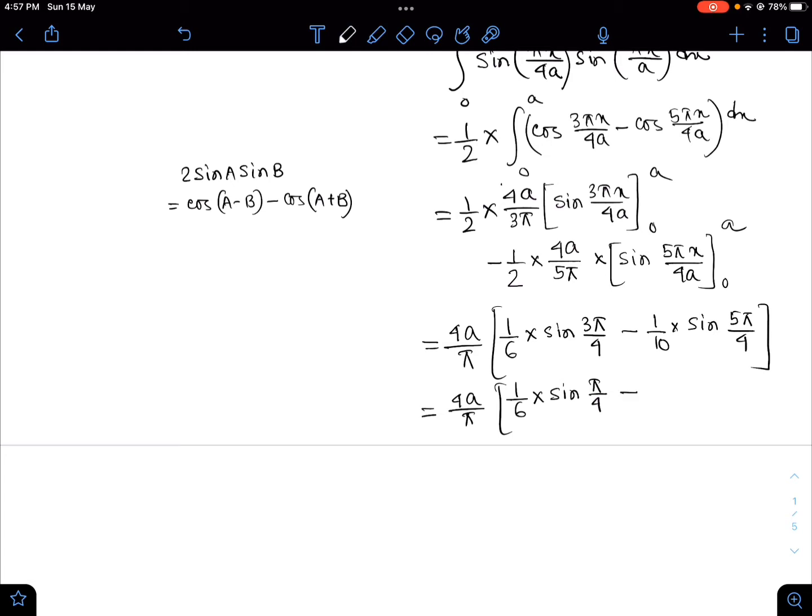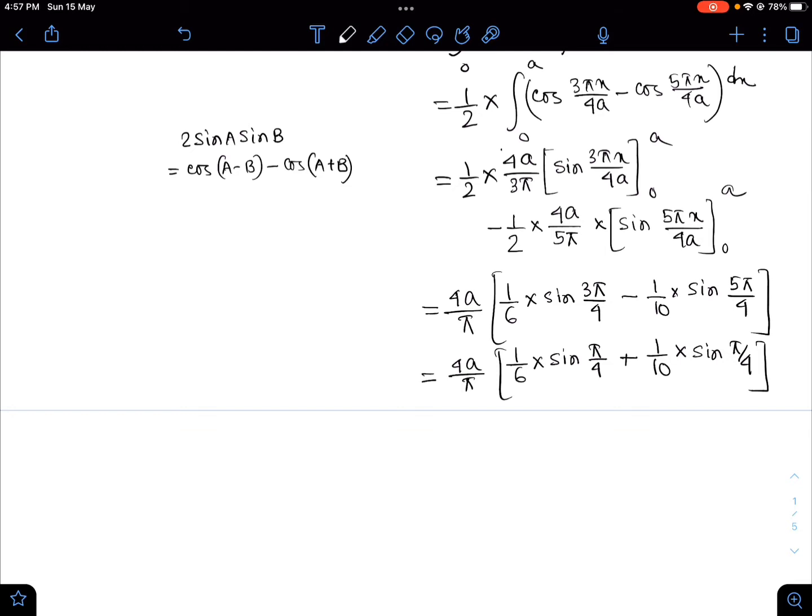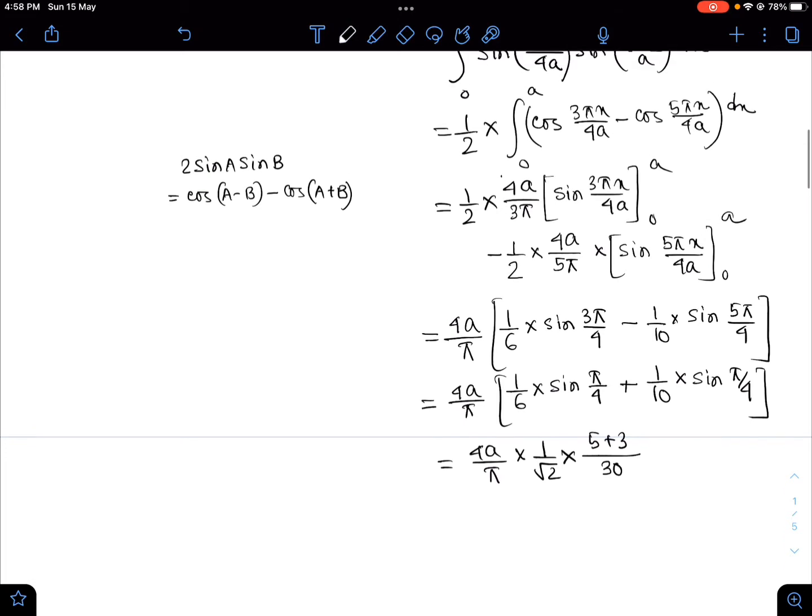So this is pi by 4, and this value is like plus pi by 4. So pi by 4, we know that it is 1 by root 2. So 4a by pi, and we have here 1 by root 2, and we have 30. So it will be 5 and it will be 3. So that is the value of this integration.